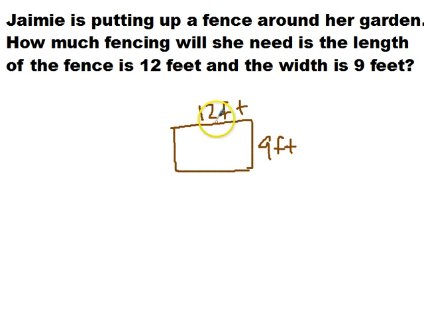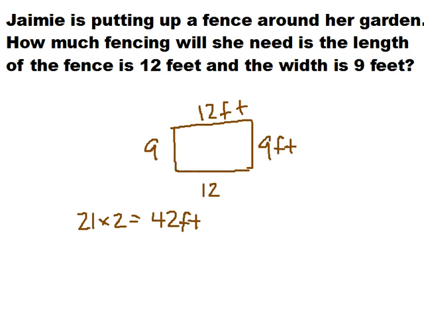So in this case, this is 12, this is 12, this is 9, this is 9. And you can add them all up if you want to, but I'm just going to do 12 plus 9 times 2. 12 plus 9 is 21, and 21 times 2 is 42. And this time I didn't multiply feet, so it's just plain old feet. And my answer is 42 feet.